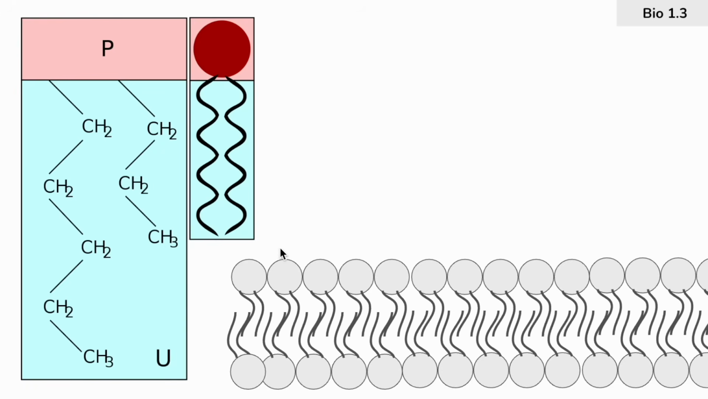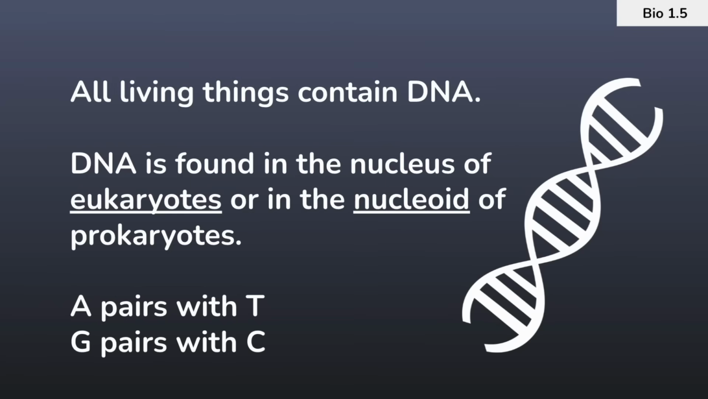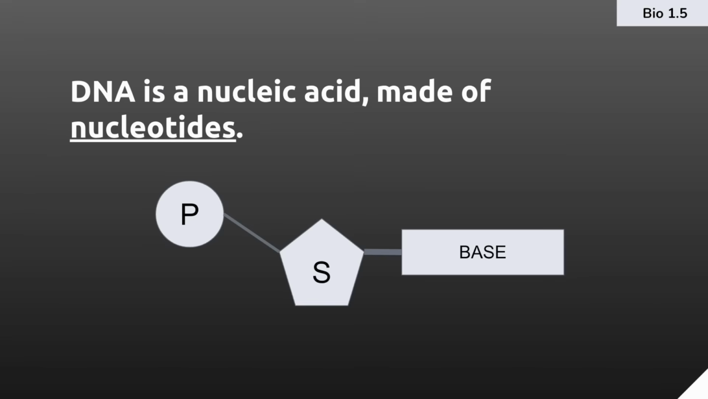So the way the phospholipids arrange themselves around the cell is in this double layer where we have the heads facing out and on the inner side of the cell, and these tails are pointing hidden away from the water or the cytoplasm. Now, again, all living things contain DNA, and DNA is found in the nucleus of eukaryotic organisms or in the nucleoid of prokaryotic organisms. DNA's monomers, remember, are nucleotides, so that means they contain a phosphate, a sugar, and a base. The sugar is called deoxyribose, hence the name deoxyribonucleic acid.